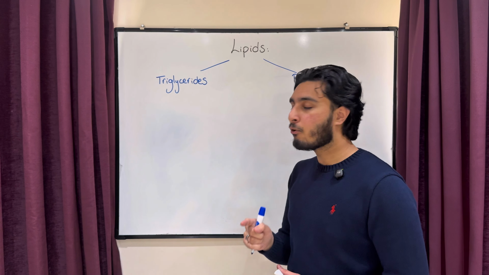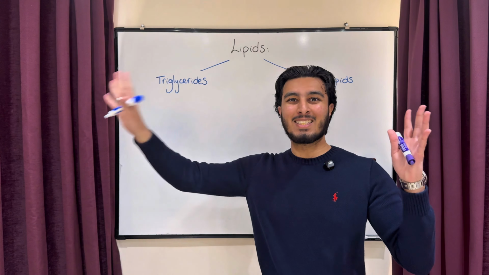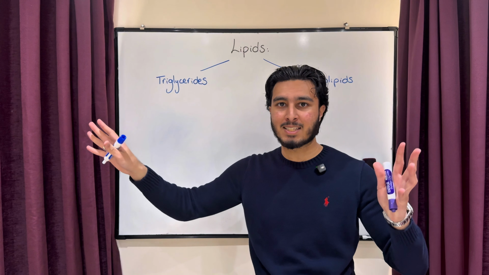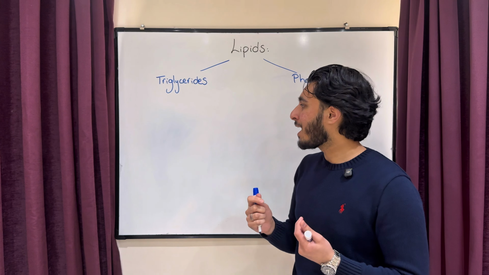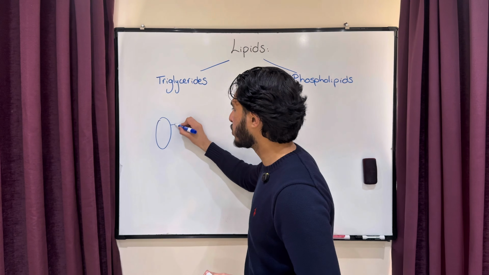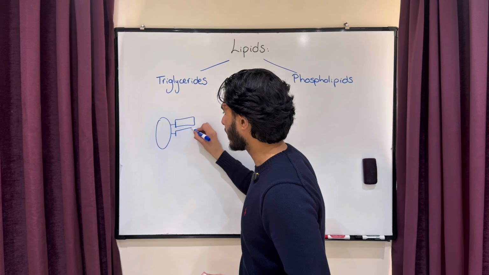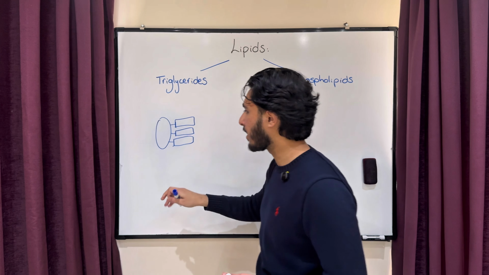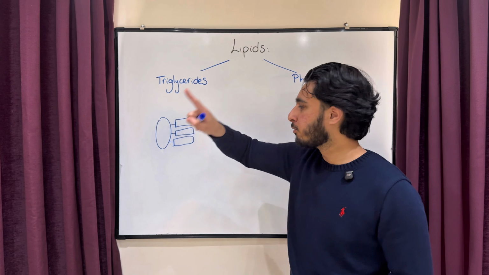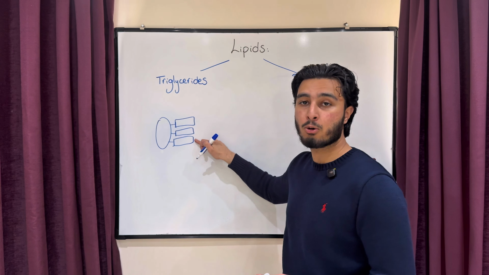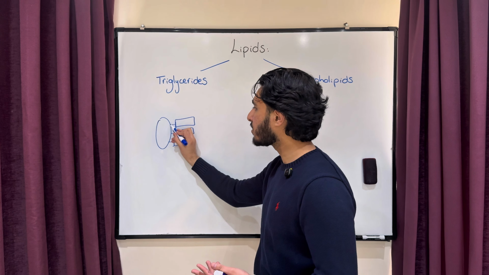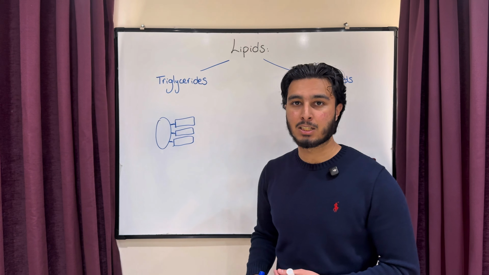Now that was the displayed formula. They may not always ask you to draw this entire thing with a glycerol and all the fatty acid chains. Sometimes they might ask you to just draw it in simple terms, and that's what a triglyceride looks like. So what do we have here? We've got our glycerol, this little oval shape. We've got our three rectangles which represent the chains, and we've got these three lines which represent the ester bonds.